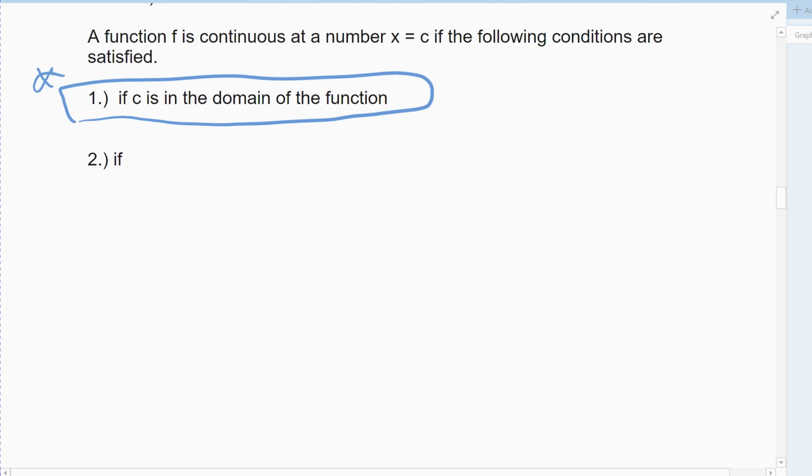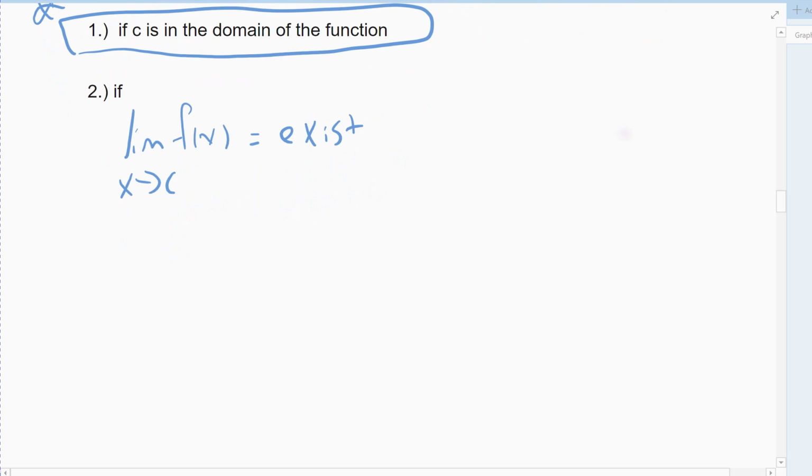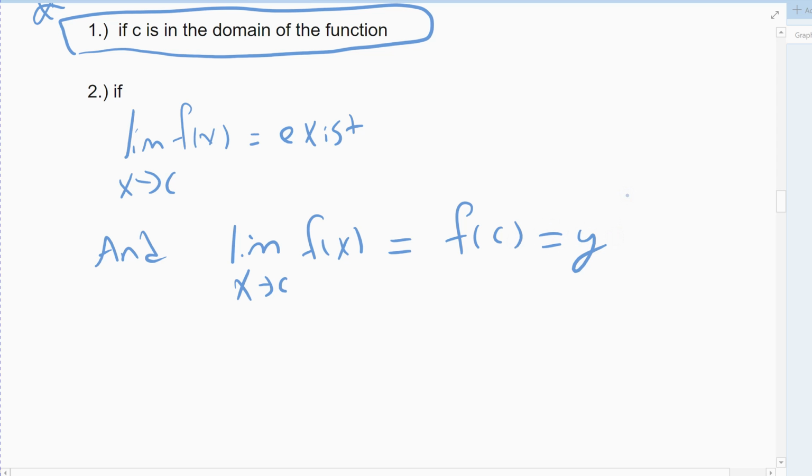The second point is that its limit exists at c, so the limit as x approaches c on both sides of my function exists, so I can find it. It's defined. But not only does it exist, it's actually a special type of limit. It's one where the limit actually equals the function value at that moment. The point on the curve is equal to the y value.